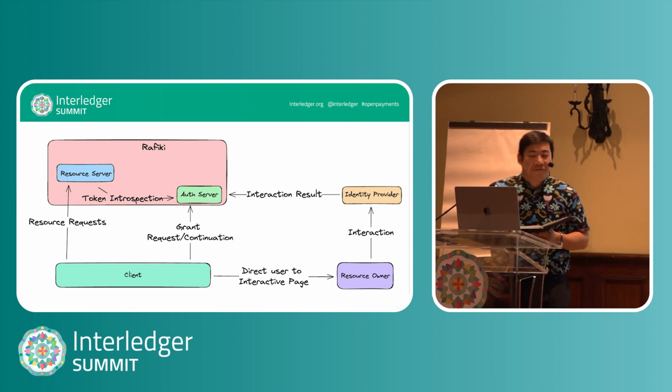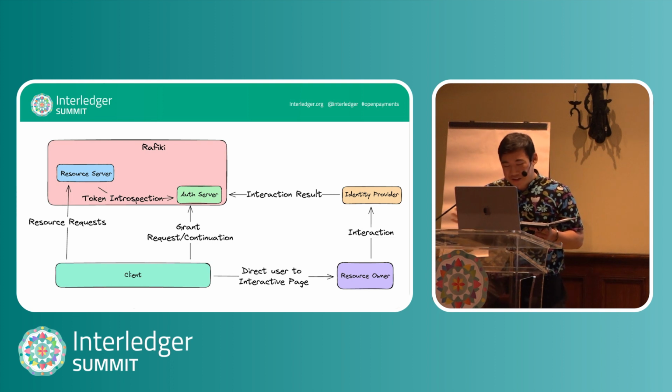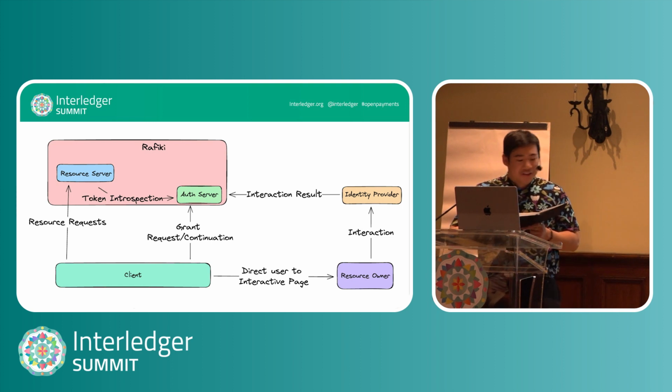Now, as a visual aid, here's a diagram that shows how GNAP and Open Payments fit inside of Rafiki. The software, not the mandrill from The Lion King. Don't think about how anything fits inside it. That would be weird. Anyway, note how Rafiki implements both the resource server and the auth server.